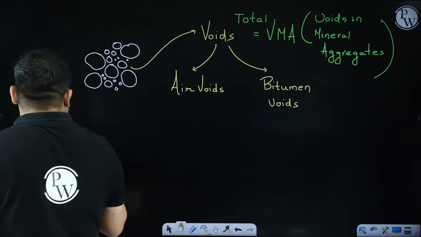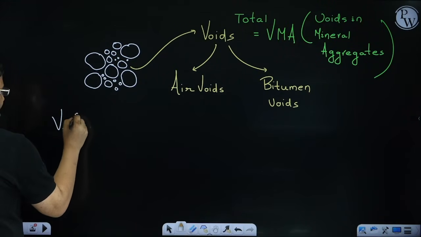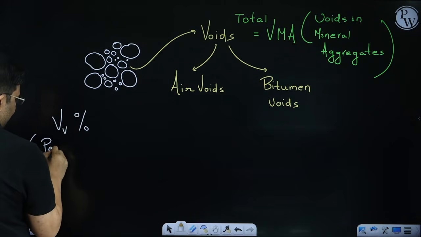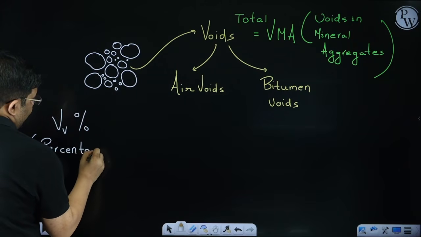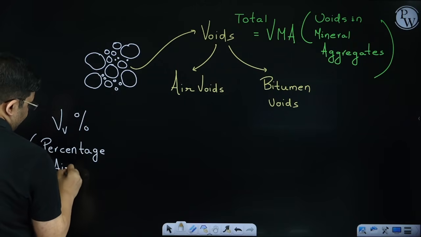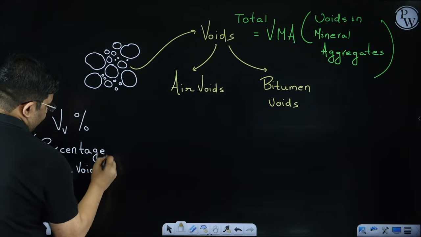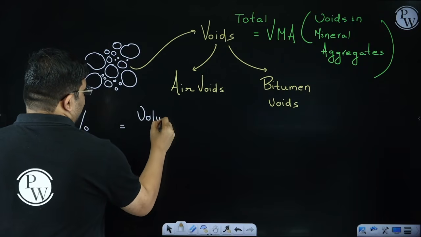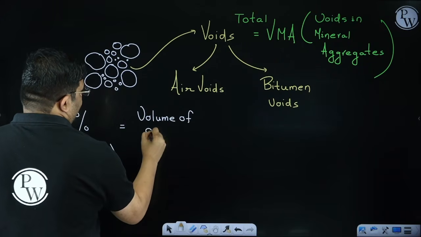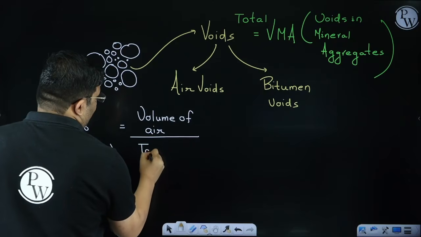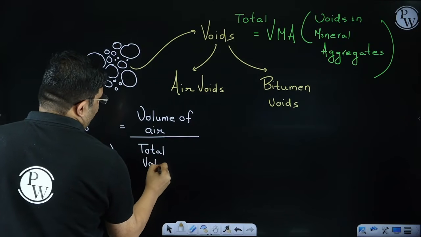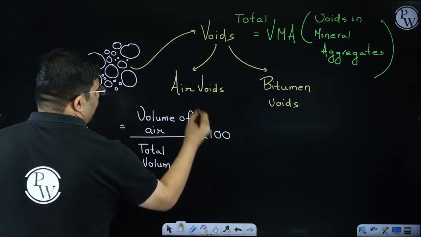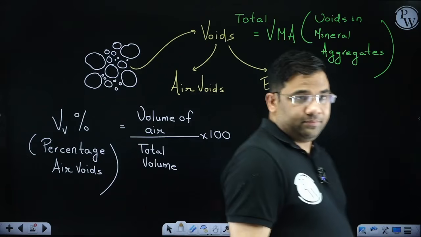From air voids, I get a term known as percentage air voids, VV. This is the volume of air divided by total volume, not only the volume of voids, total volume, into 100. This is known as the percentage air voids.